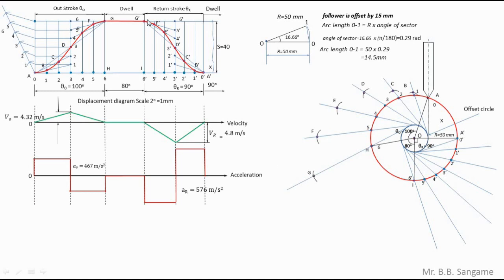Similarly, next G dash, F dash, E dash, D dash, C dash, and B dash. Finally, we have transferred all the points from the displacement diagram to draw the profile of the cam. So this is the cam profile. Let us join these points by means of a smooth curve. So this is the profile of the cam for uniform acceleration and retardation. Okay, that's it.